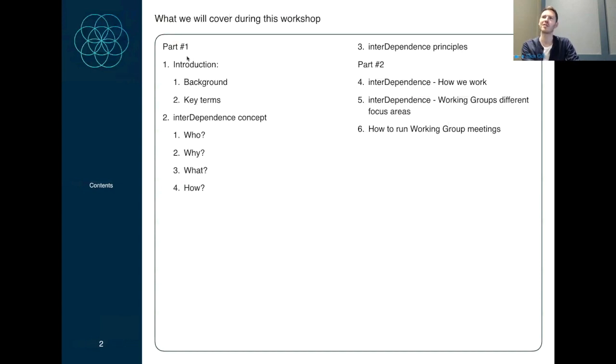If we have time this morning, we'll look at the interdependence principles. We may not, so we might push that into the afternoon. And then in the afternoon, getting a little bit more practical: how we work, how we're organising, different working groups, and then again, if we have time at the end, how to run an effective working group meeting, which hopefully you will be doing very soon.